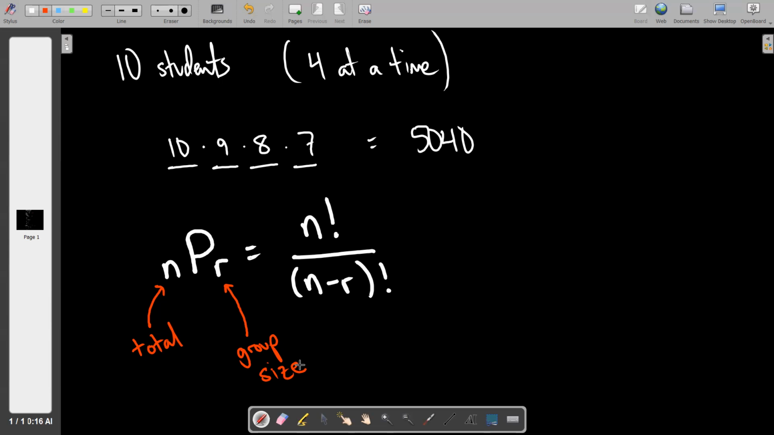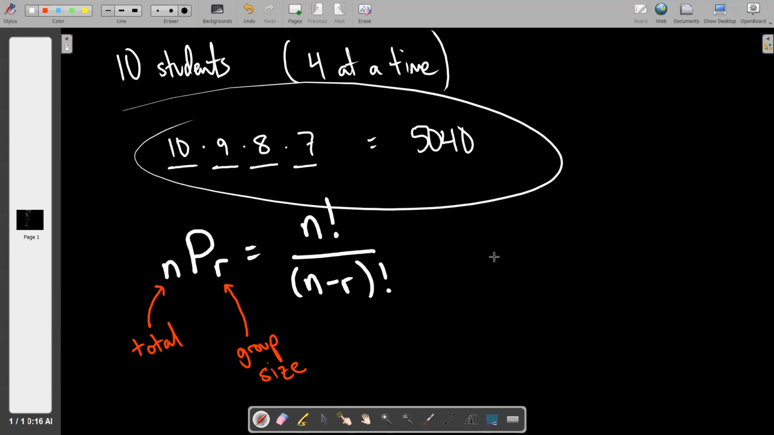So the way my math problem would have looked for you guys is, take a look over here. We would have set this math problem up as 10P4. That's what it would look like. 10 people being permutationed, if that's a word, 4 at a time. So in this case, N is 10. So what would go on top of my factorial formula up here? 10. Nice job.